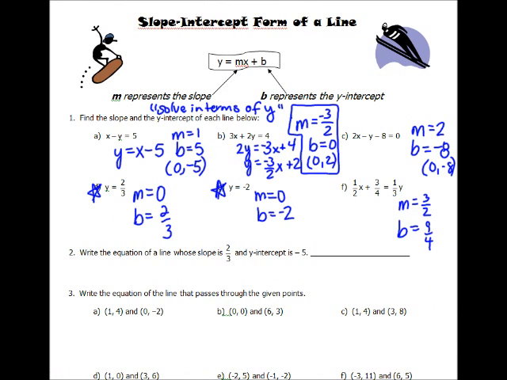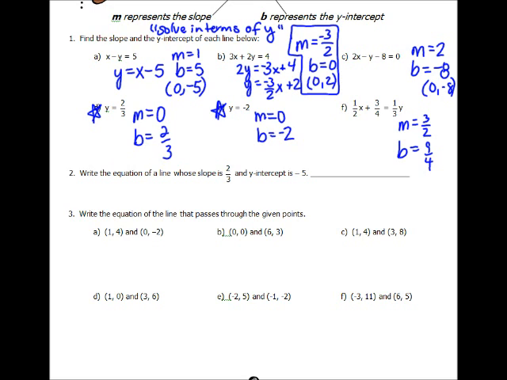So in C, we had a slope of 2 and a y-intercept of negative 8 or 0, negative 8. D and E, those are both horizontal lines. So they will have a y-intercept. If it was a vertical line, it would not have a y-intercept, obviously, unless it was the y-axis, then it is always on 0. But the first one had a y-intercept of 2/3 and the second negative 2. And then the last one had a slope of 3/2 and a y-intercept of 9/4. So if we want to write the equation of the line with a certain slope and y-intercept of negative 5, it is easy peasy. y equals 2/3 x minus 5.